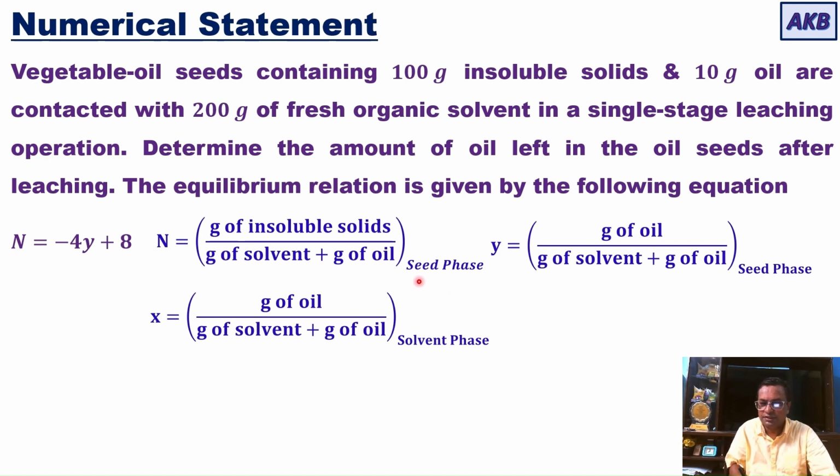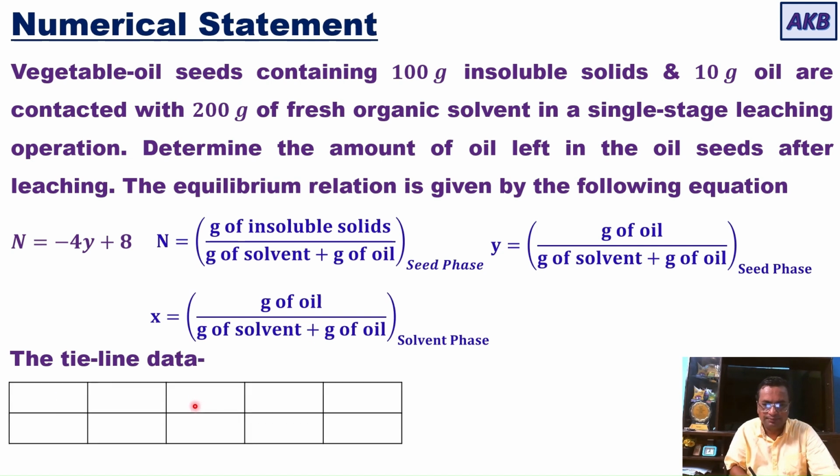Now seed phase in this case is the underflow. What is the meaning of seed phase? Seed phase is nothing but the underflow, and solvent phase is nothing but the overflow. So you have one simple equilibrium relationship that is given to us. The tie line data is also given, that is various values of x, and then the values in equilibrium with those x values. Y values are also given to us.